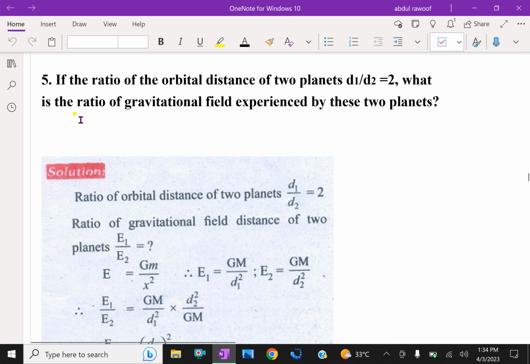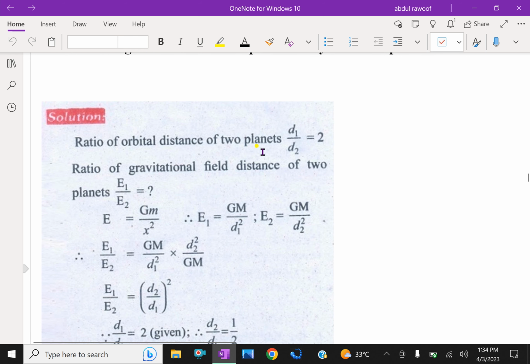Next question. If the ratio of the orbital distance of two planets, d1 by d2, equals 2, what is the ratio of the gravitational field experienced by these two planets? Here the ratio of the orbital distance, d1 by d2, is given as 2. Let the ratio of the gravitational fields of the two planets be E1 over E2. Now, E equals G m by x squared, where x is the distance.